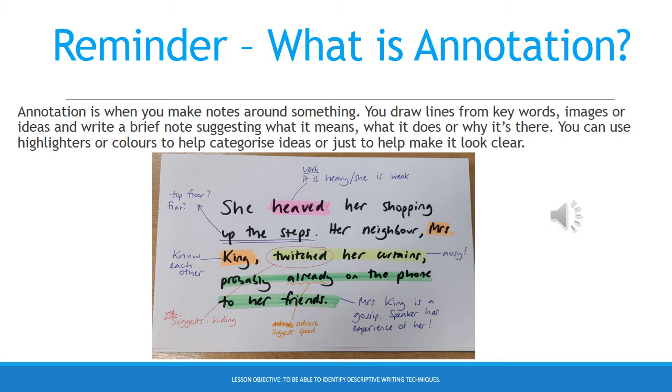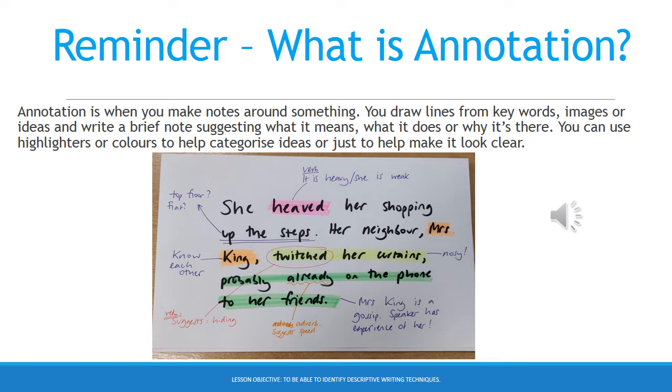Before we go any further, we need to understand what annotation is. Now, this is something you've probably done before, but you may not have called it annotation. So annotation is when you make notes around something. So you often find a key word or a key idea or key image, and you draw a line out from it, and you add a brief note suggesting what it means, what it does, or why it's there. You can use highlighters or colours to help categorise ideas, or just help it look clear or look nice.